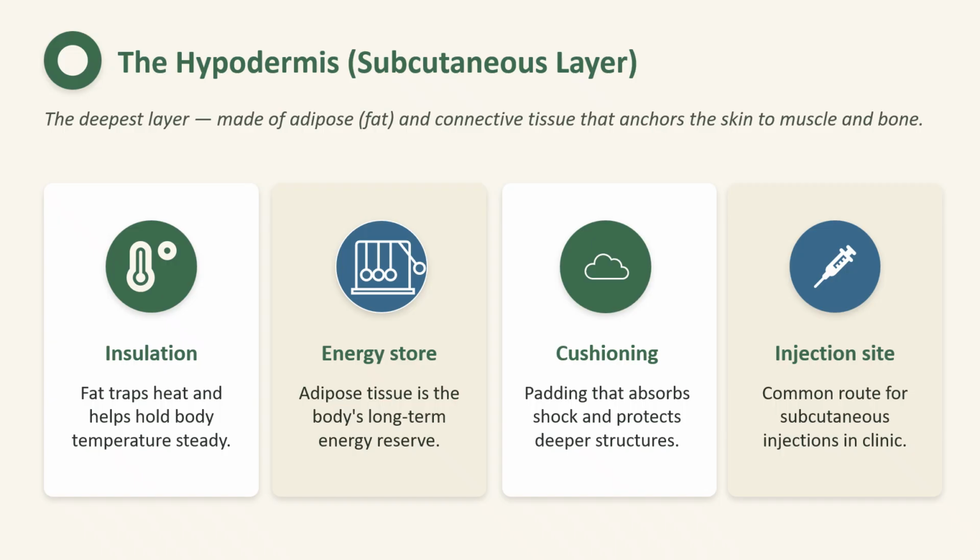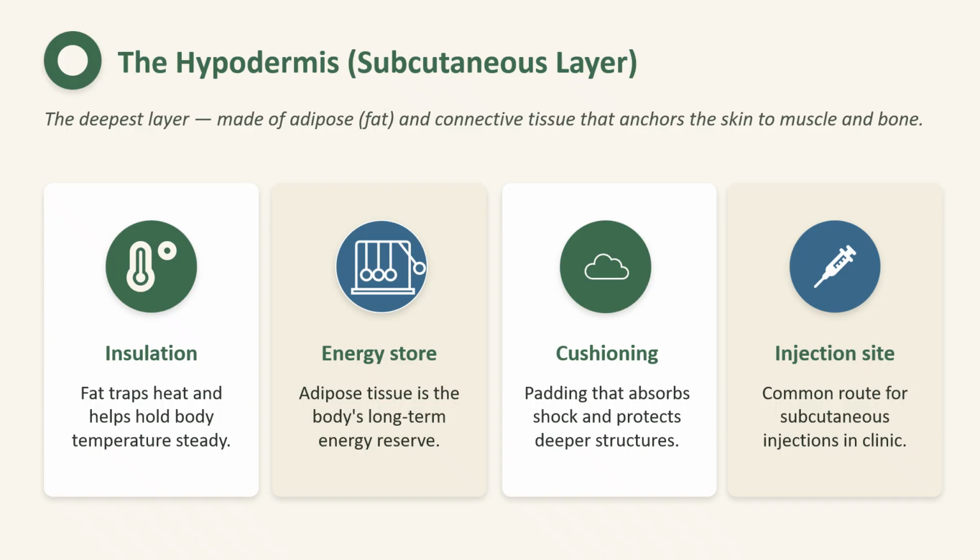First, insulation. That layer of fat traps heat and helps hold your core temperature steady, which is why losing it, as older adults often do, makes people more vulnerable to cold. Second, energy storage. Adipose tissue is the body's long-term fuel reserve. Third, cushioning. It's padding, absorbing shock and protecting the structures beneath it from mechanical trauma.